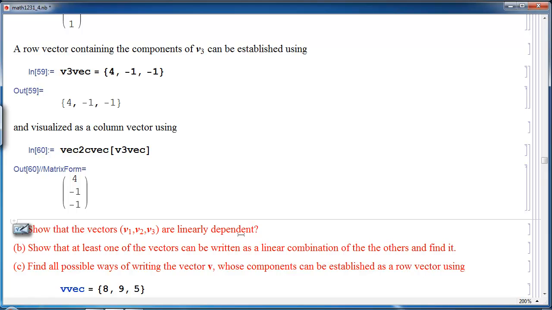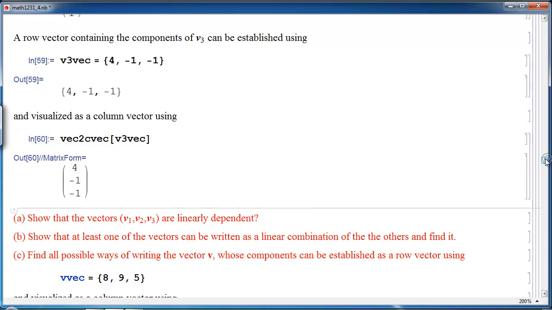The first thing they want us to do is to show that the vectors v1, v2, v3 are linearly dependent, and if that is so, show that at least one of the vectors can be written as a linear combination of the others and find that linear combination.